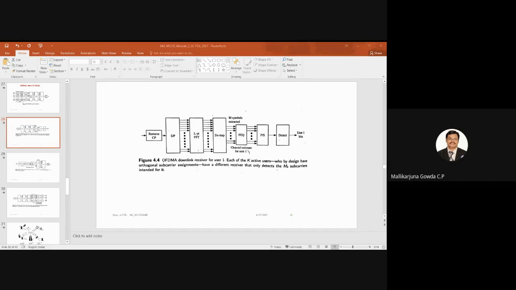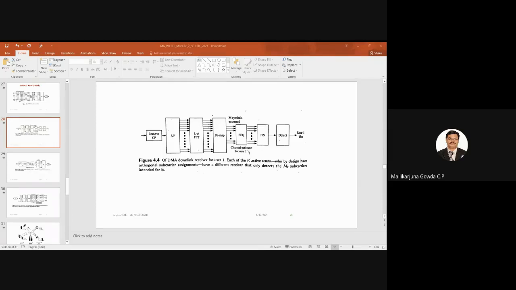Then the IFFT block is there, so we do the reverse operation, that is we take the L point FFT. Subcarrier mapping is there at the transmitter side, so we do subcarrier demapping at the receiver side. After demapping, we use the frequency domain equalization network. We know the purpose of FEQ, right? It is used to minimize the phase and amplitude distortions. Then we do the parallel to serial conversion, then detect the symbols of each user, and you get the user bits at the output. So in a nutshell, this is how the downlink receiver works for user one.